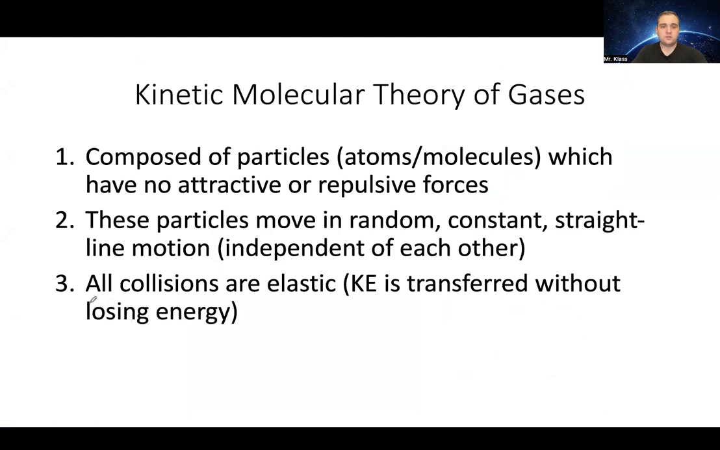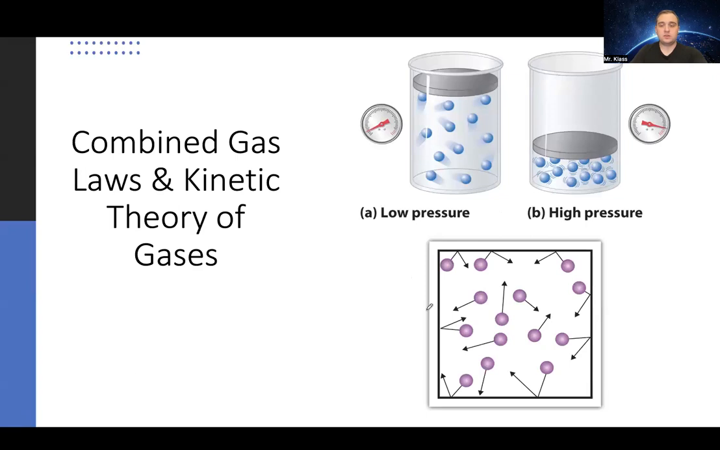Gases are composed of particles, which can be atoms or molecules, and they have no attractive or repulsive forces amongst each other. These particles then move in random, constant, straight line motion. Because there's no attractive or repulsive forces between them, they move randomly in straight lines. We can see this in the previous slide. Notice how these particles are moving in straight lines relative to one another.